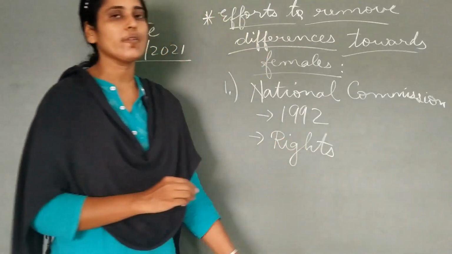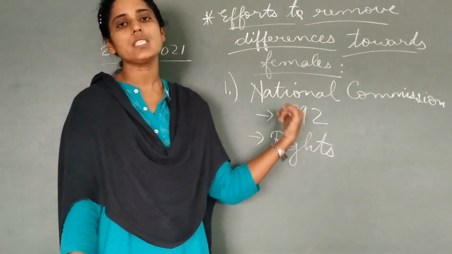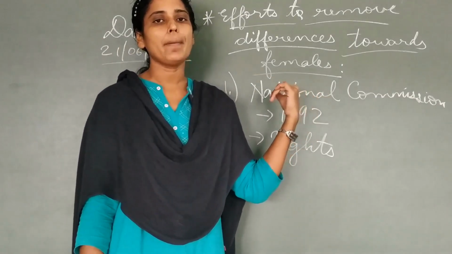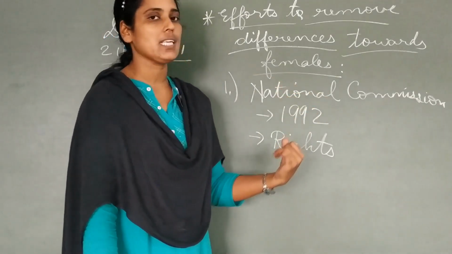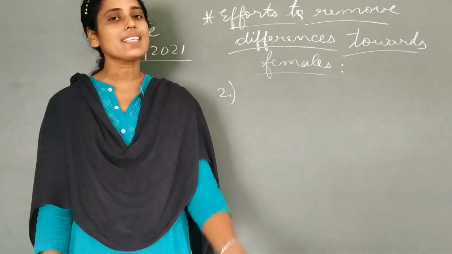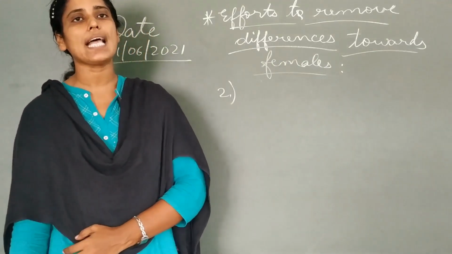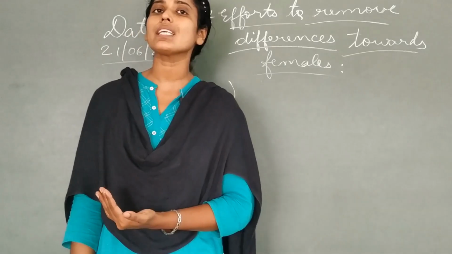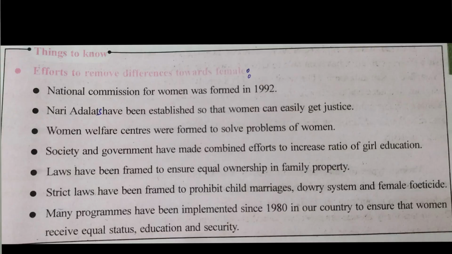So you can say that the first step towards development of women was by the government of India by setting up the National Commission in 1992, so that their rights can be safeguarded. The next one is, students, Nari Adalats have been established so that women can easily get justice. Now students, the word itself is very clear over here. It's a Hindi word. Okay. Nari Adalat stands for what?